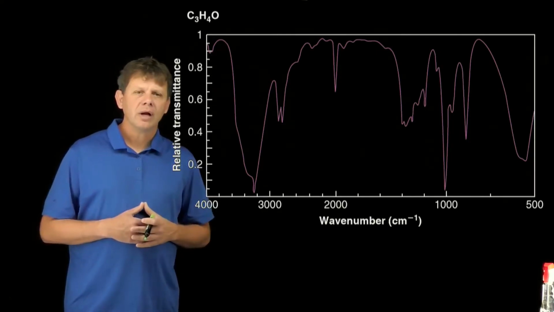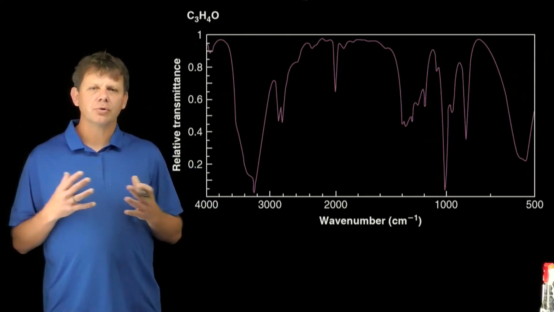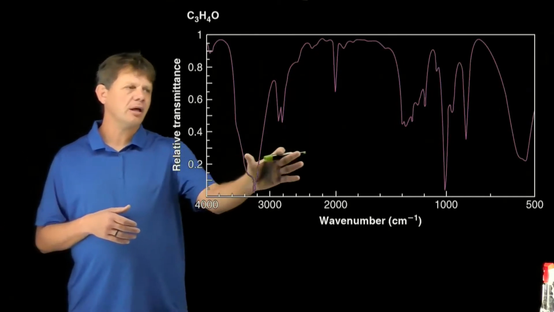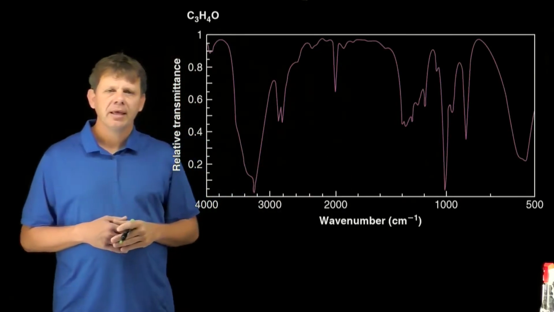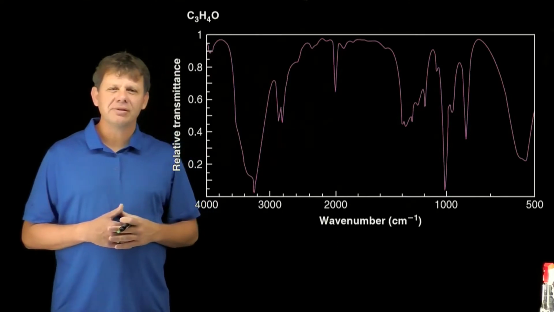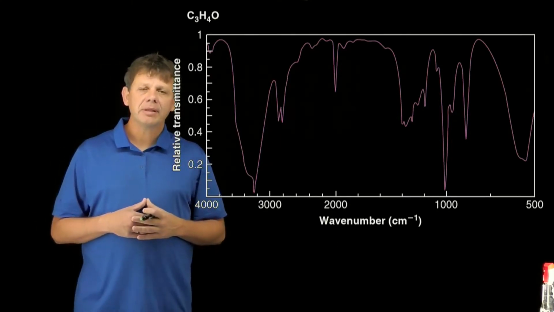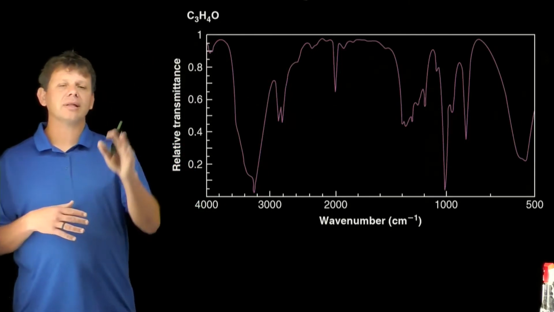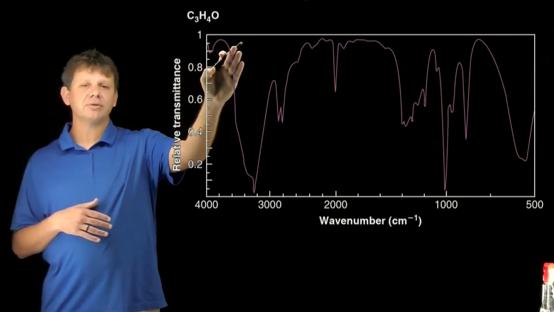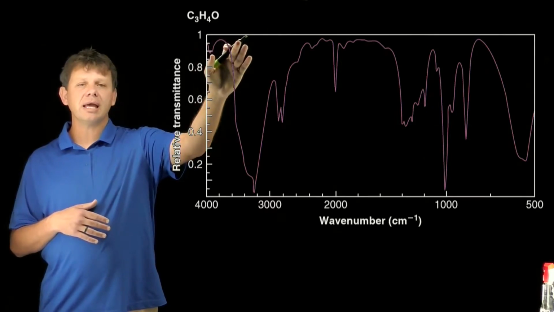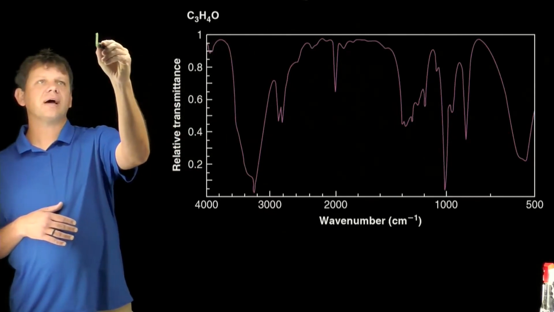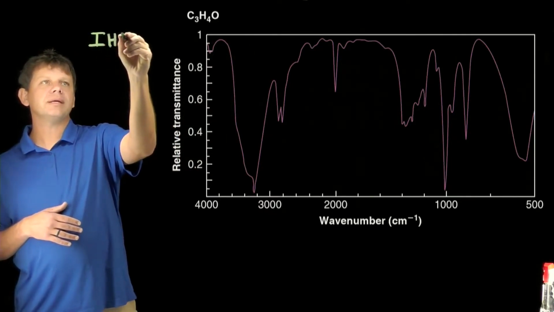In this assessment, we're asked to tell what functional groups might be present based on the spectrum shown. Now, it turns out we have a little more information than just the spectrum. For example, we have the molecular formula. And that molecular formula is going to allow us to calculate an index of hydrogen deficiency. For C3H4O, that index of hydrogen deficiency is going to be 2.